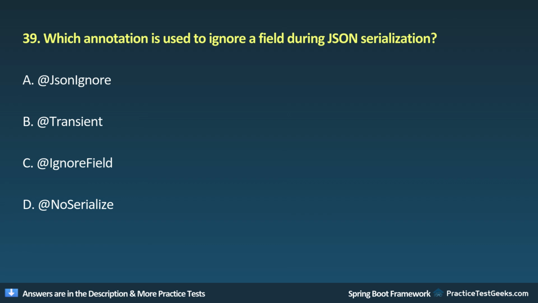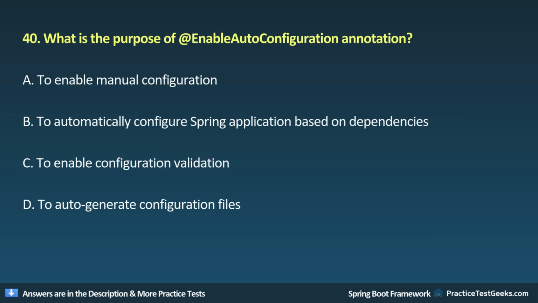A. @JsonIgnore. B. @Transient. C. @IgnoreField. D. @NoSerialize. 40. What is the purpose of the @EnableAutoConfiguration annotation?